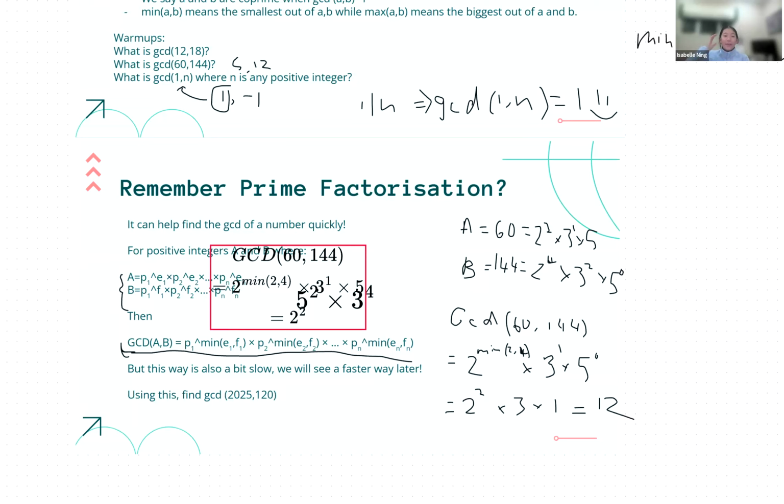And if you think about how it works, it makes sense because the greatest common divisor has to divide both A and B. If any of the powers in the prime factorization of the greatest common divisor is higher than what A and B contain, then it wouldn't be able to divide them. Do you guys kind of get it?